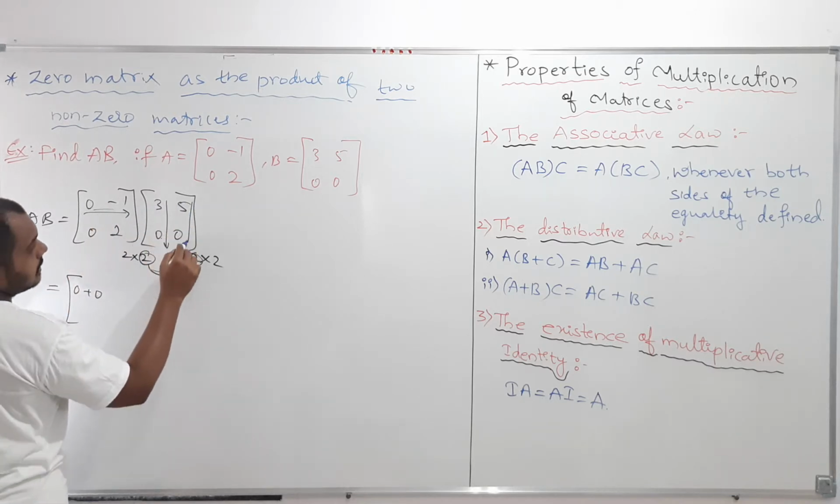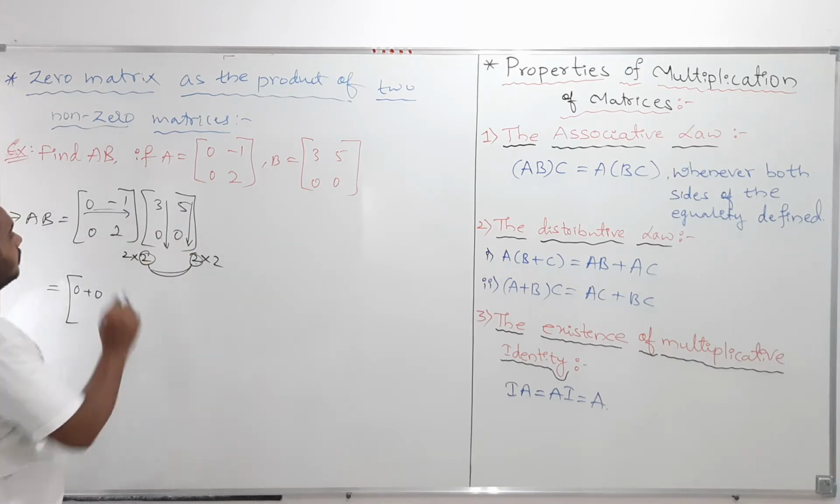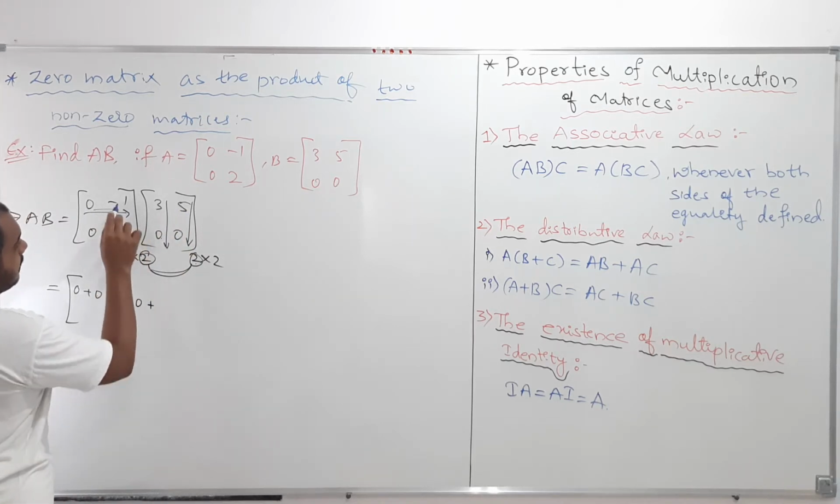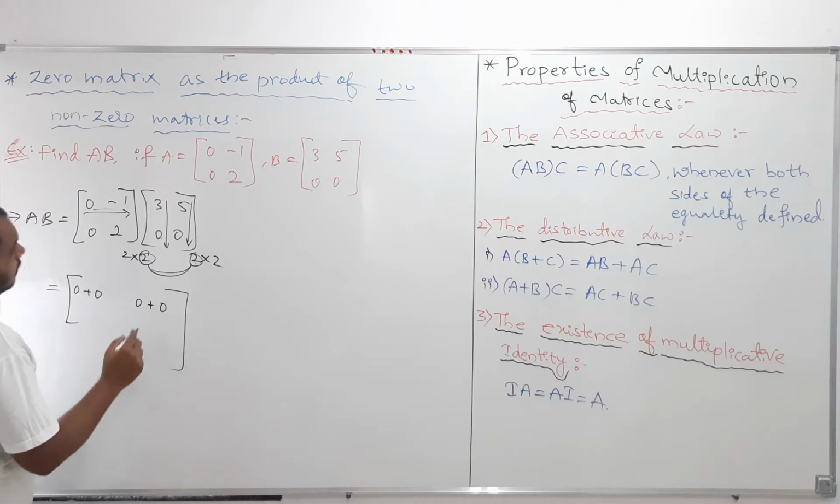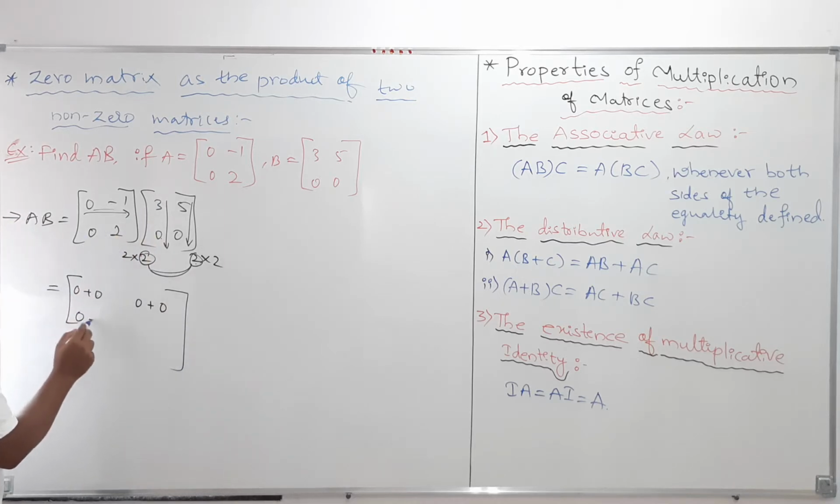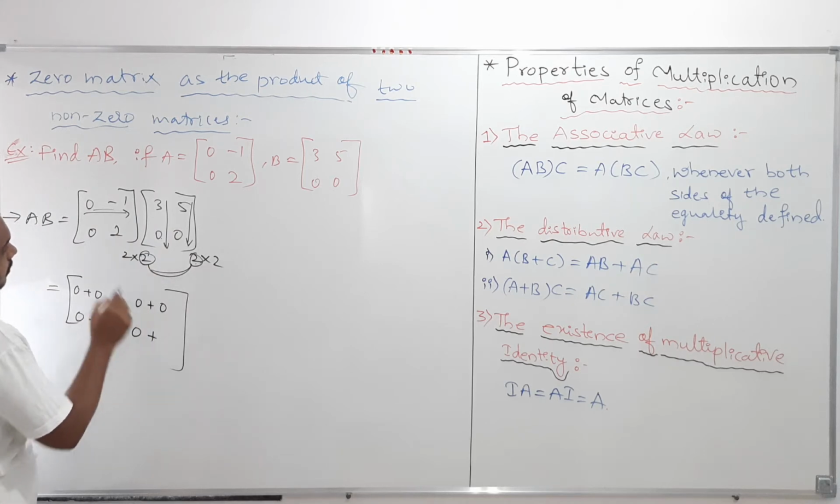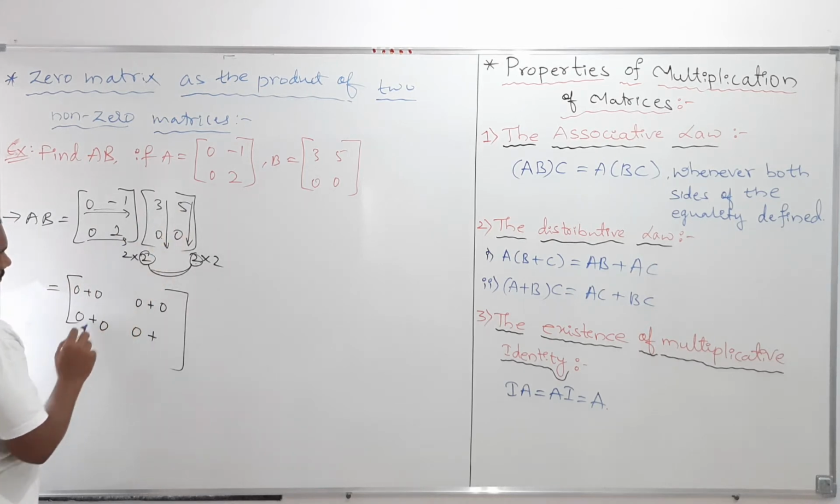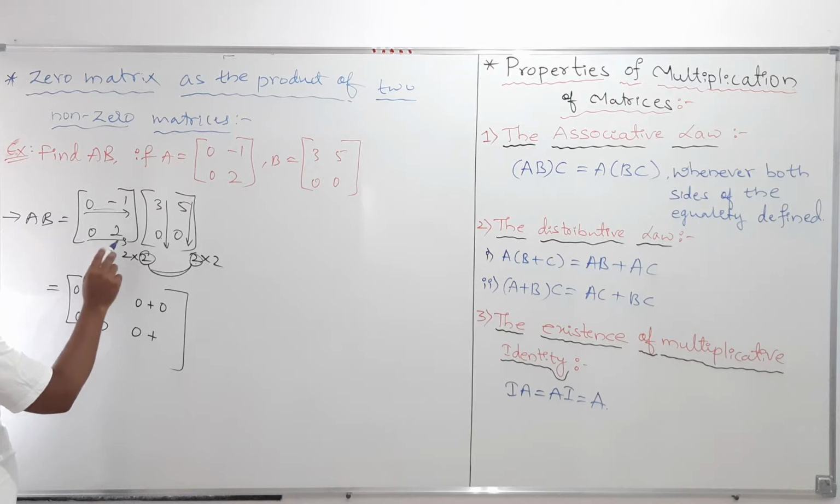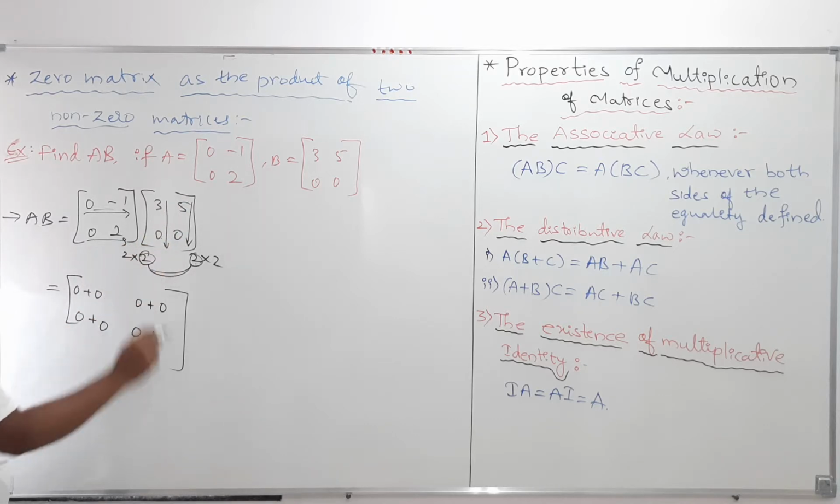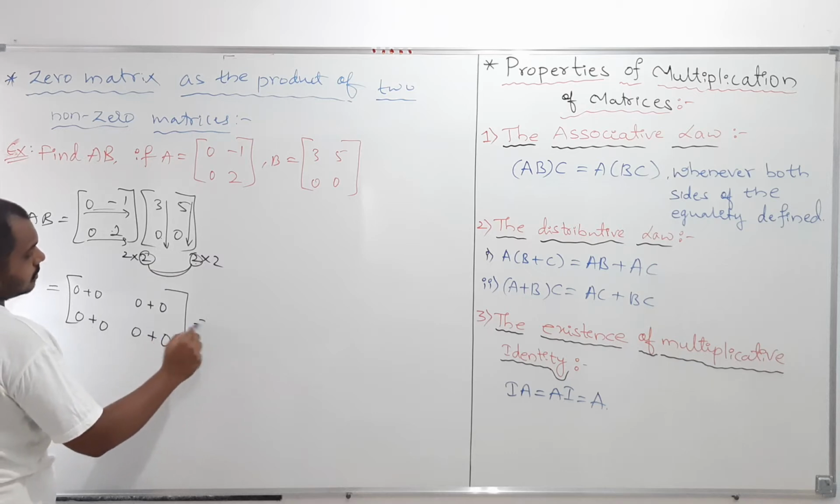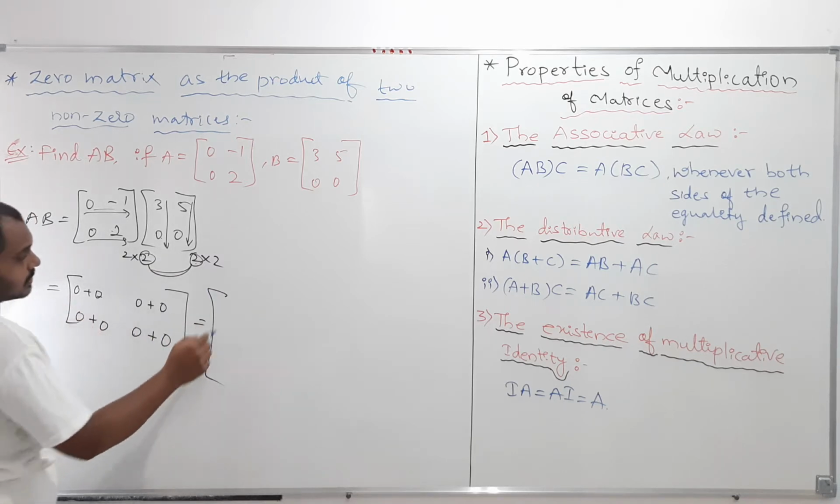Next, first row into second column: 0 into 5 is 0 plus minus 1 into 0 is 0. Next, second row, first column: 0 into 3 is 0 plus 2 into 0 is 0. Second row, second column: 0 into 5 is 0, 2 into 0 is 0. So this is nothing but 0 plus 0 is 0.